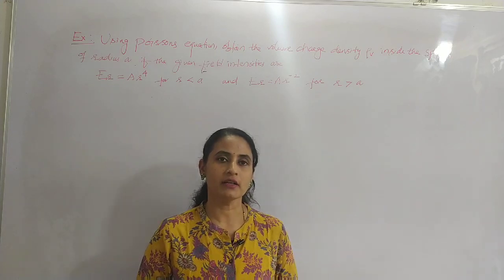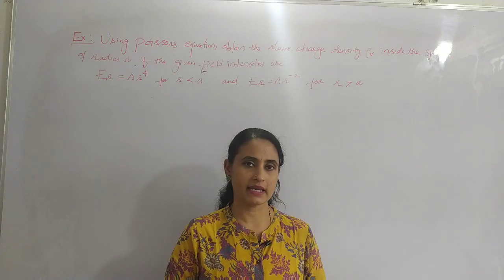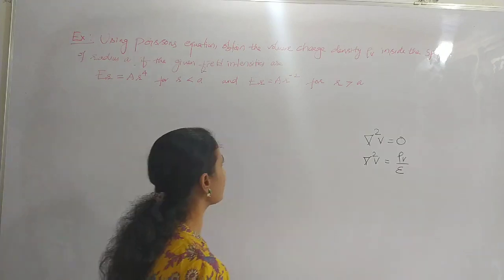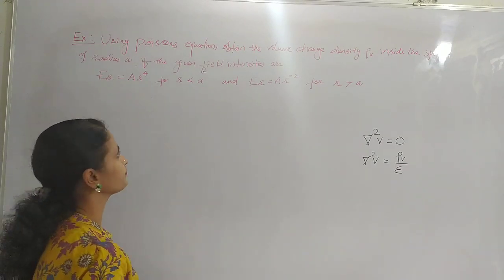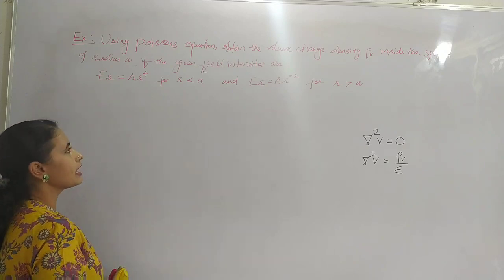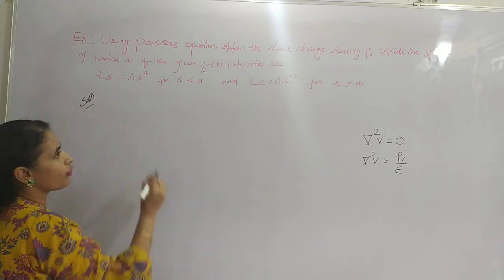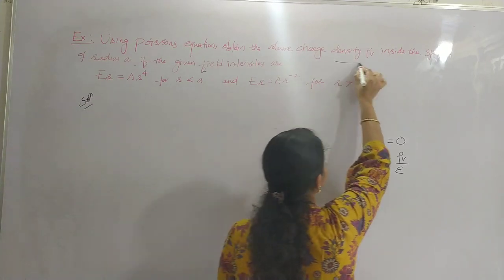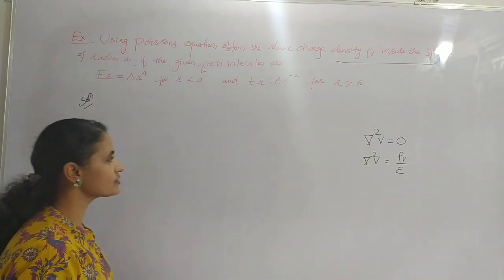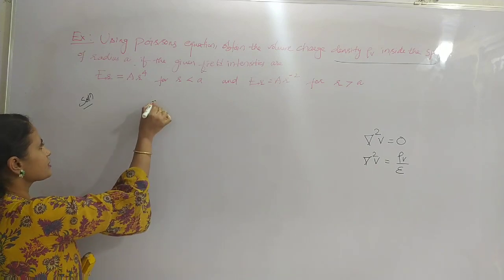In the previous numerical, we discussed Laplace's equation and Poisson's equation. Example on Poisson's equation: using Poisson's equation, we are supposed to obtain the volume charge density inside the sphere. So there is one sphere.